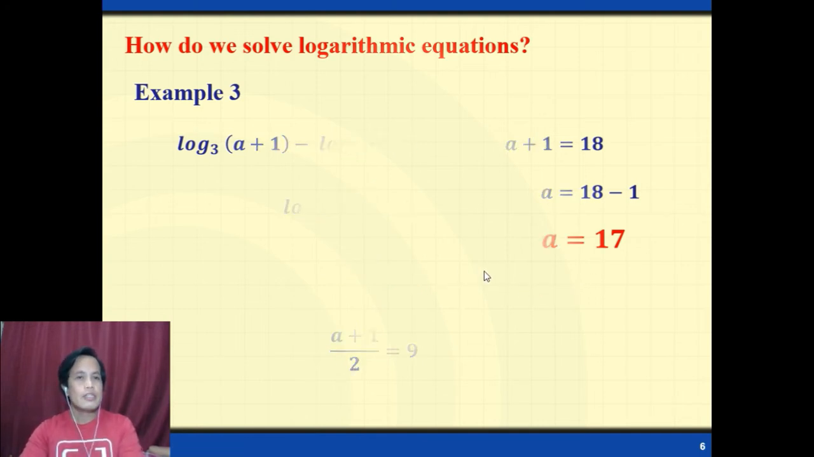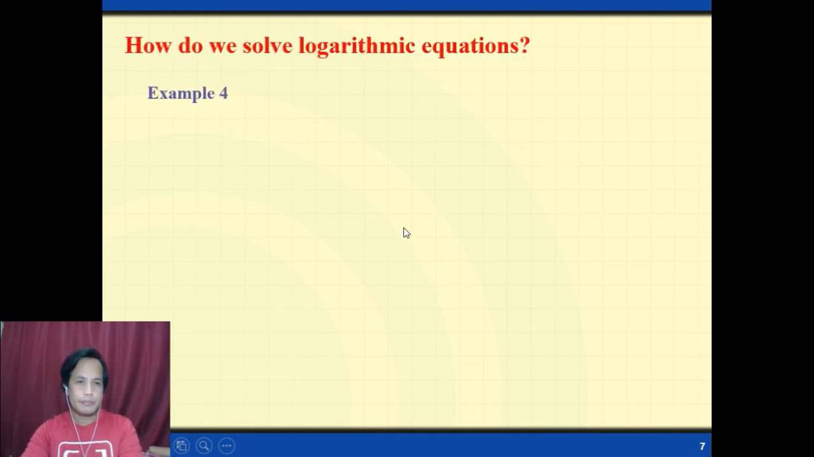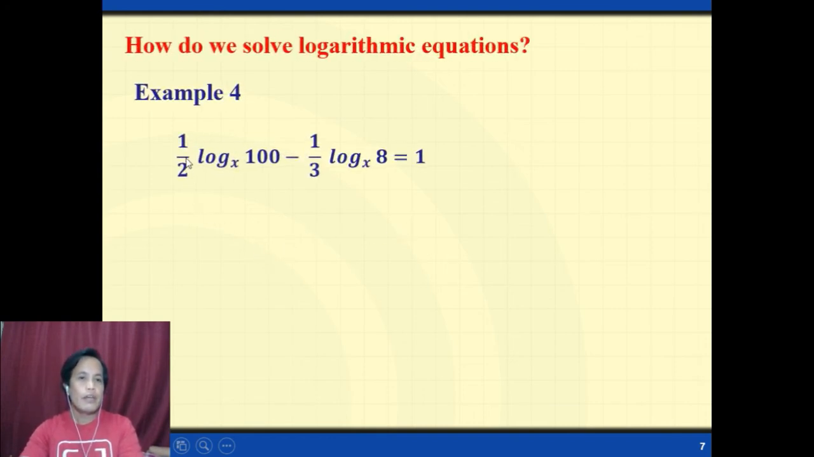Okay, next, example number 4. We are given 1/2 log of 100 base x minus 1/3 log of 8 base x equals 1. Now this time, we have 1/2 here, unlike the previous example, where we had no numbers before the log. In this case, we have the 1/2 here and we have the 1/3 here. Based on the laws of logarithm, if we have numbers before the log, we need to use the power law. So when we use the power law, it comes before the quotient law.